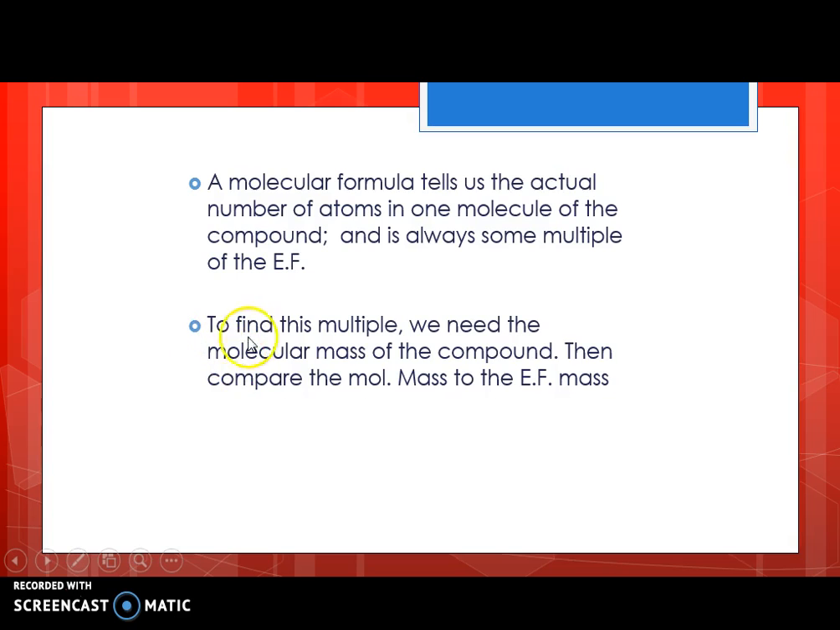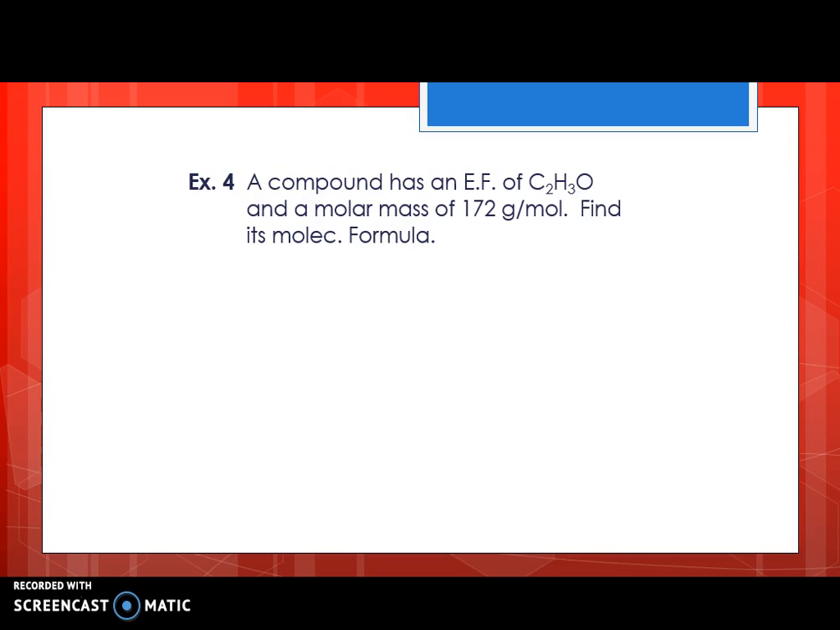To find the multiple, we need the mass of the molecular compound, so you have to be given the molecular mass. Then we're going to compare it to the mass of the empirical formula. What that means is you need to calculate the empirical formula first, then find its molar mass, and compare it to the mass that you are given for the true compound.